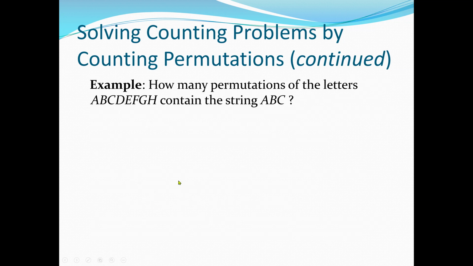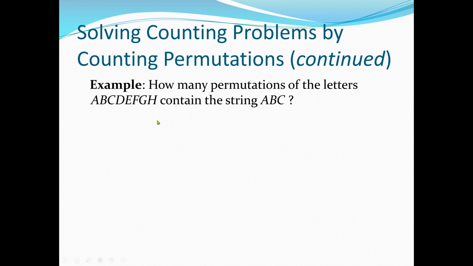And the next question said, how many permutations of the letters A, B, C, D, E, F, G, H contain the string ABC? Our question is trying to say that we have a word, let's say A, B, C, D, E, F, G, H, and we want to know how many possible permutations of the letters will contain ABC. So in this case, when we permute these letters, we want to make sure there's ABC in each one.